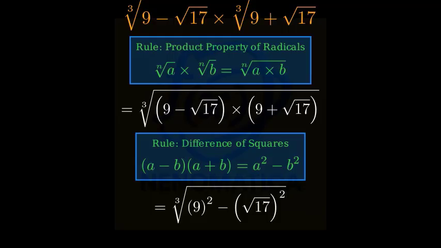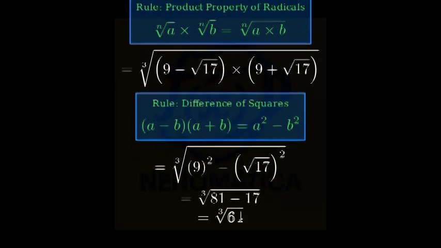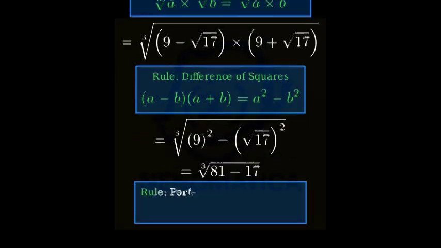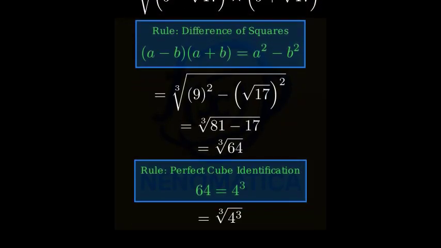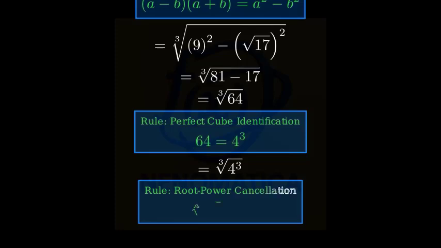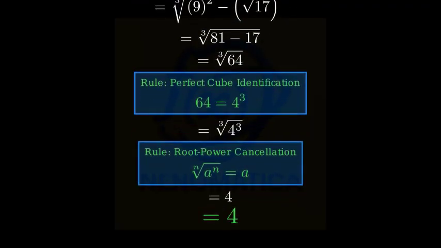Now, let's simplify what's inside the cube root. 9 squared is 81, and the square root of 17 squared is simply 17 because squaring and taking the square root cancel each other out. So we get the cube root of 81 minus 17. Let's continue by calculating 81 minus 17. We get the cube root of 64. Next, we'll rewrite 64 as a power. Since 64 is 4 cubed, we can write this as the cube root of 4 cubed. Finally, we can apply the rule that says the nth root of a to the nth power equals a. So the cube root of 4 cubed equals 4. And that's our final answer.